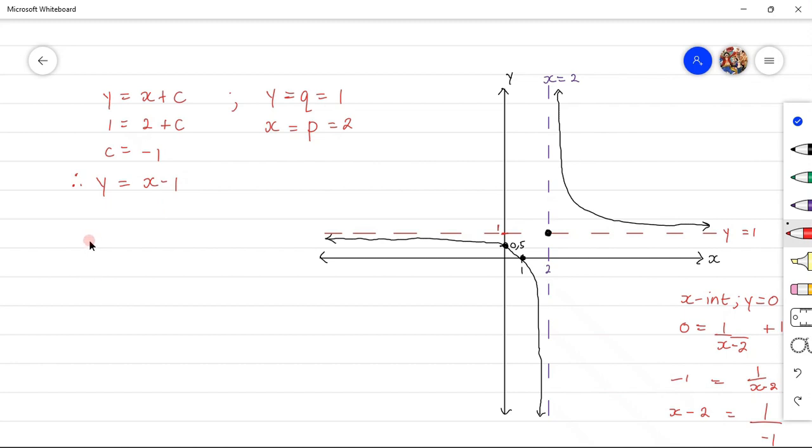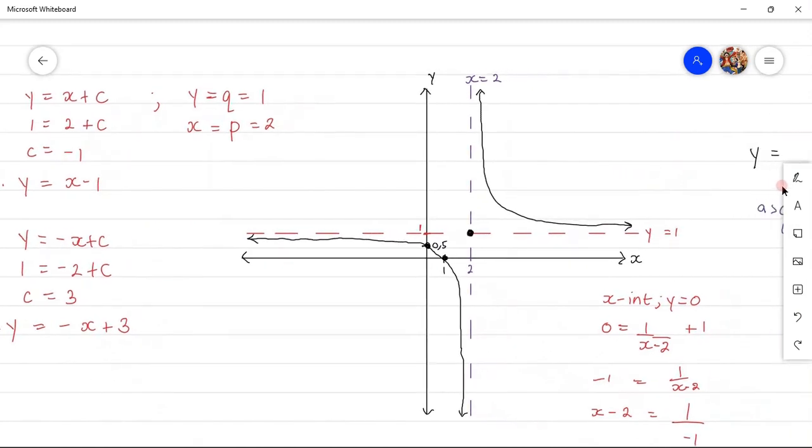Now let's do our negative one. So we have y equals negative x plus c. We know that our x and y values are still the same. So this is going to be y equals 1, bring down our negative sign, and x equals 2, plus c. From here, we know that c equals 1 plus 2, so c is going to be equal to 3. We can then substitute that into our original and have y equals negative x plus 3. So these are our axis of symmetry lines or equations, whichever you want to call them.